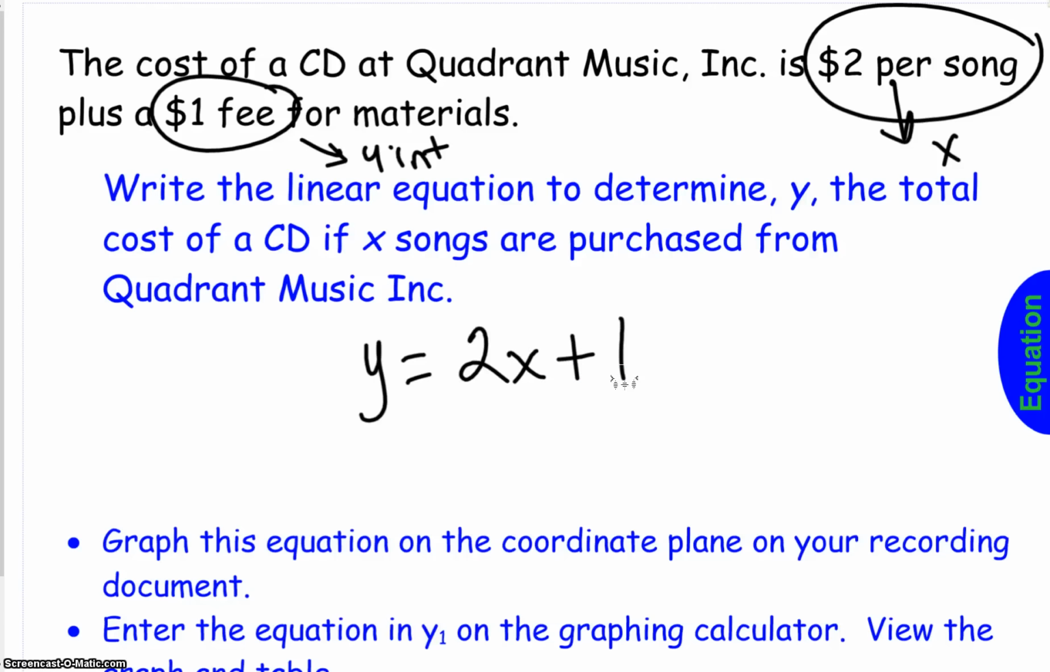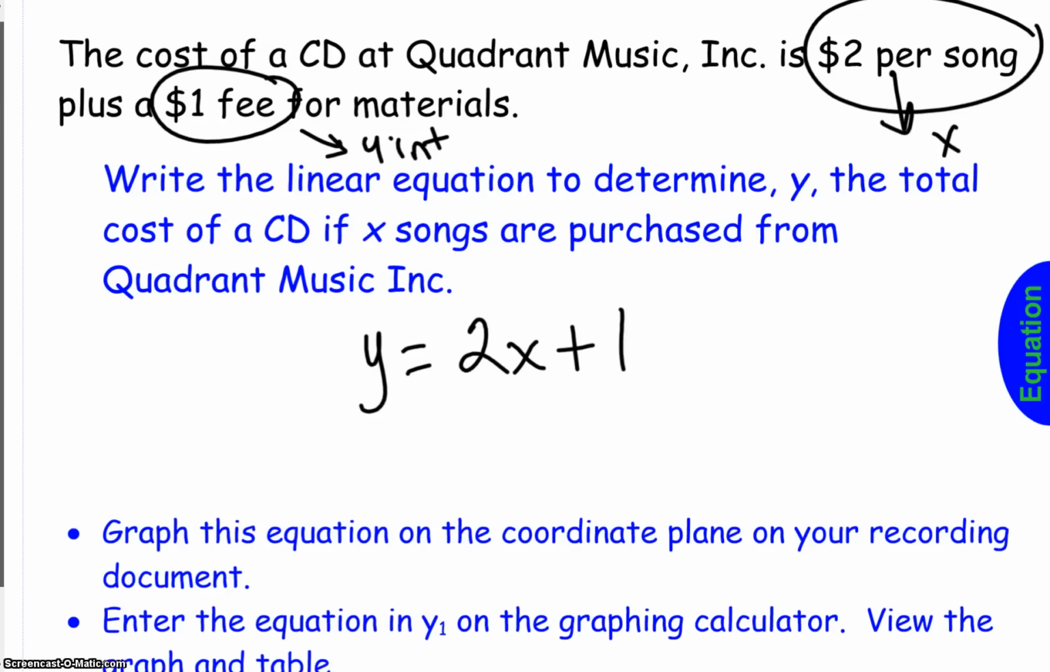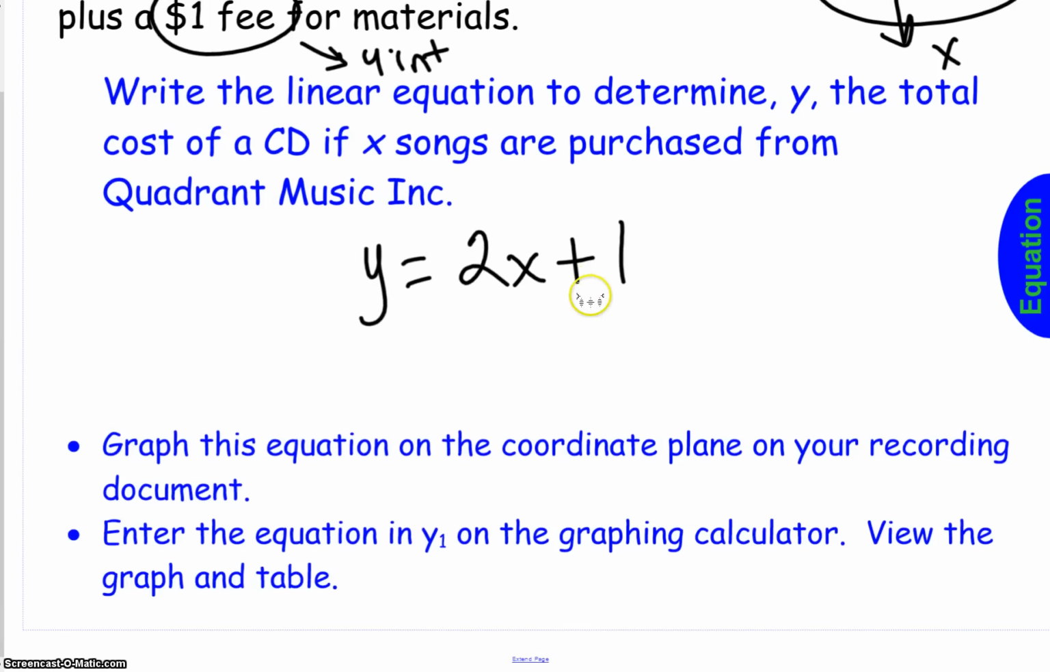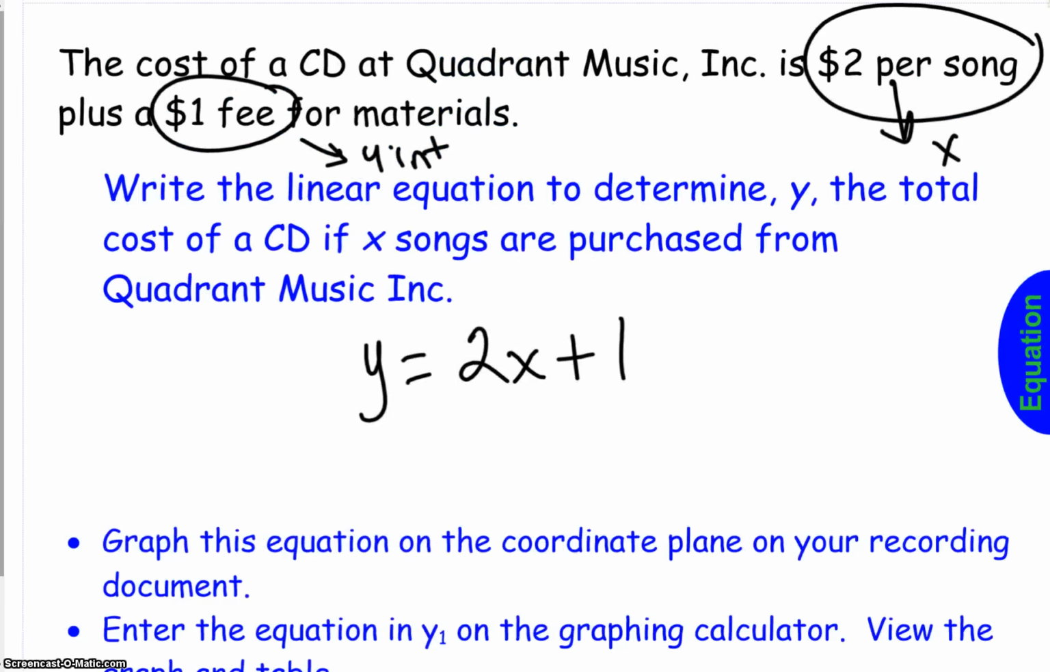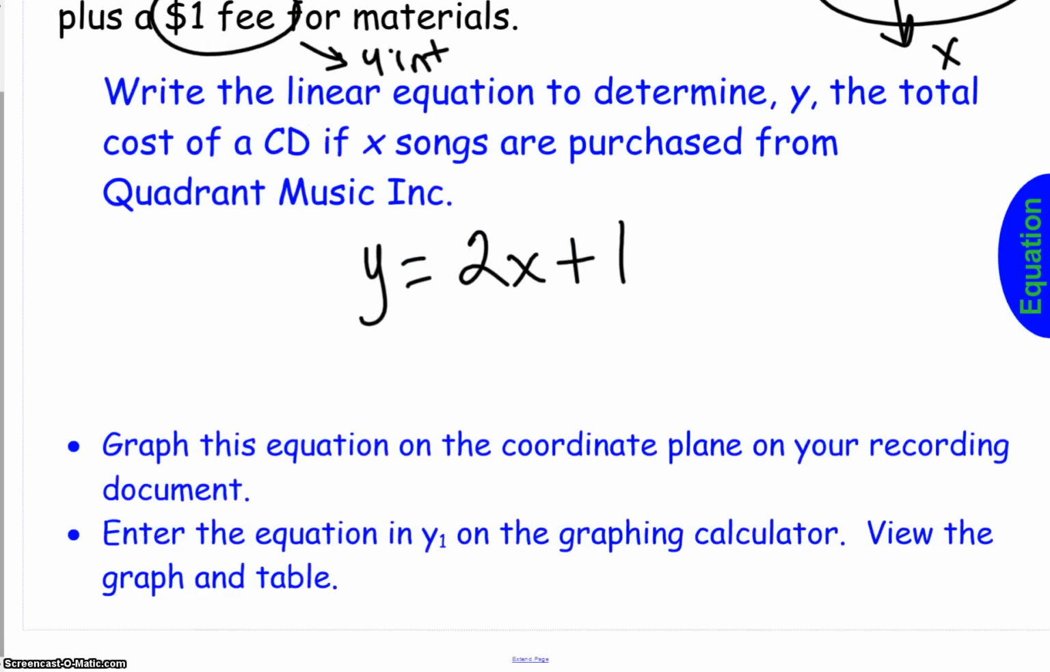It says graph it on the coordinate plane that's on your recording document. I don't have one on the slide, but you need to go to positive 1 on the y-axis and put a dot. Then you need to rise 2 and go to the right 1, and there's your second dot, and that'll be your line. Make sure you label it Quadrant on your graph. I'll show you an example in just a minute.